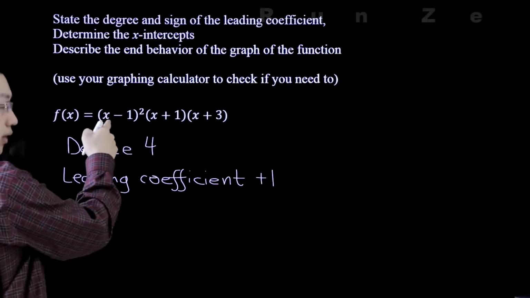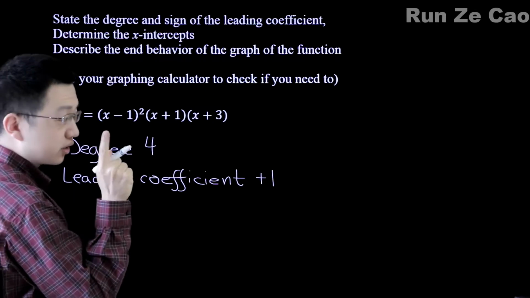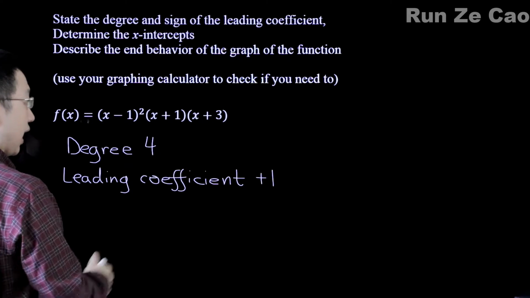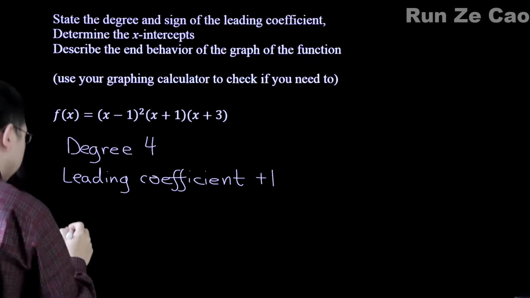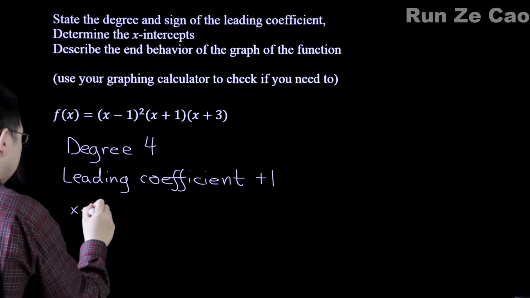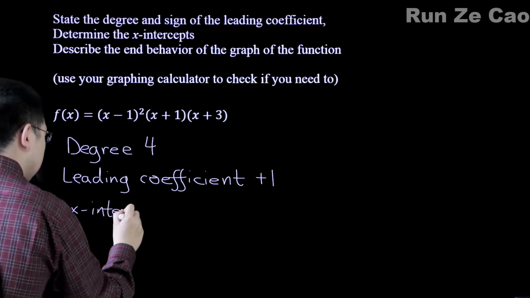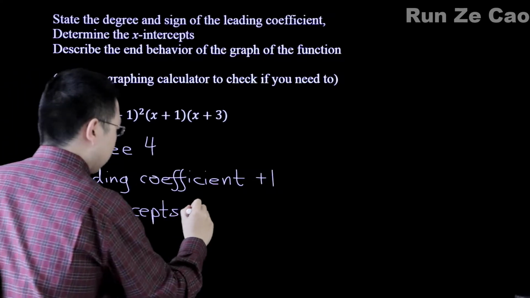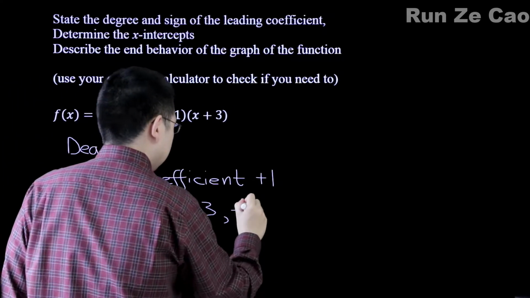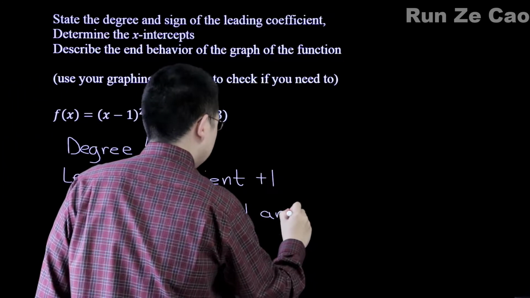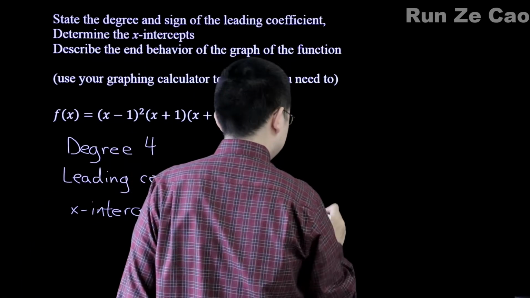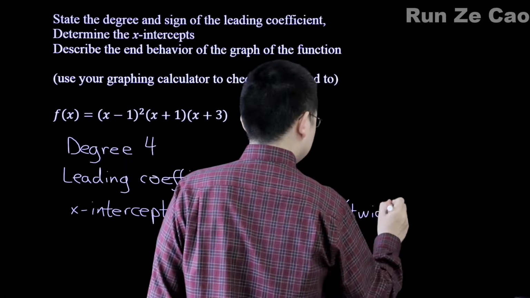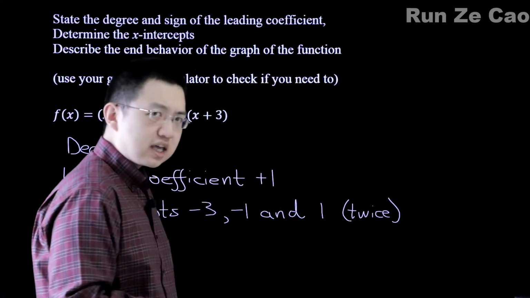Well, we have 1. Well, technically we have 1 twice. We have -1 and we have -3. At these points, f of x is equal to 0. X-intercepts: -3, -1, and 1 twice. What does doing 1 twice actually mean?